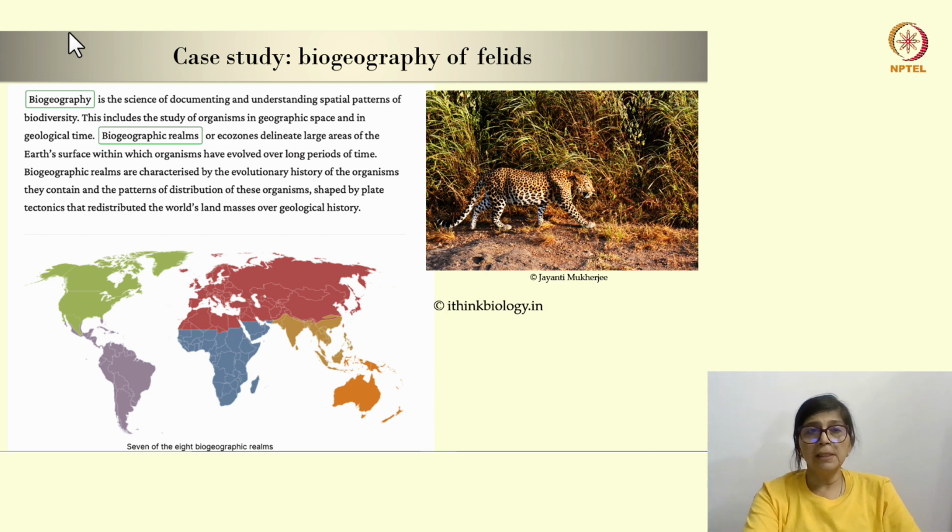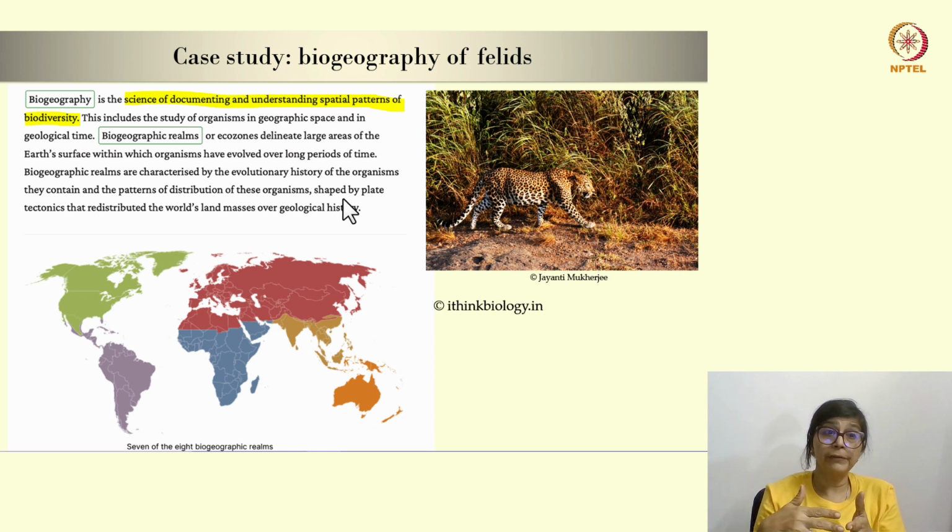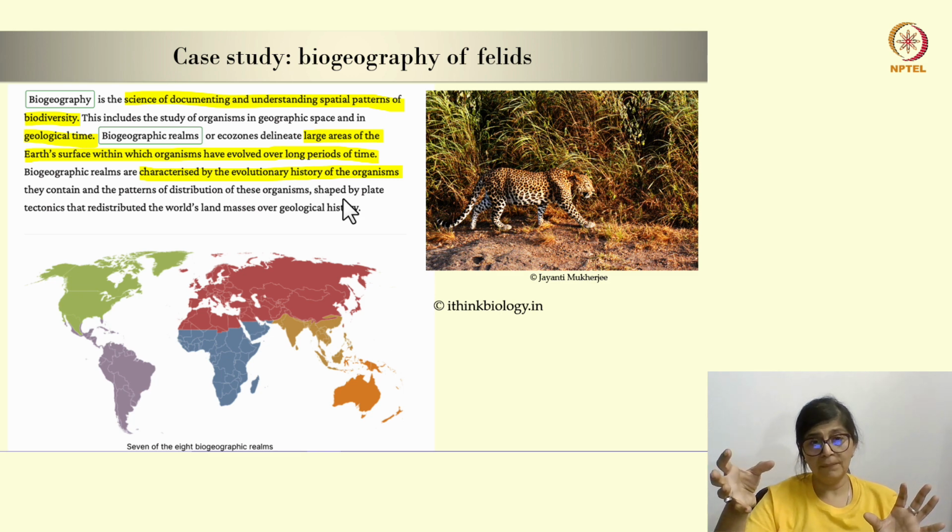So biogeography is the science of documenting and understanding spatial patterns of biodiversity. However, understanding only spatial patterns of diversity doesn't comprise any biogeographic realms. Biogeographic realms make more sense when we talk about space and time in geological time. For example, how large areas of the earth within which organisms have evolved, and over time periods have been characterized by these evolutionary histories. Okay, so what do they mean by this?